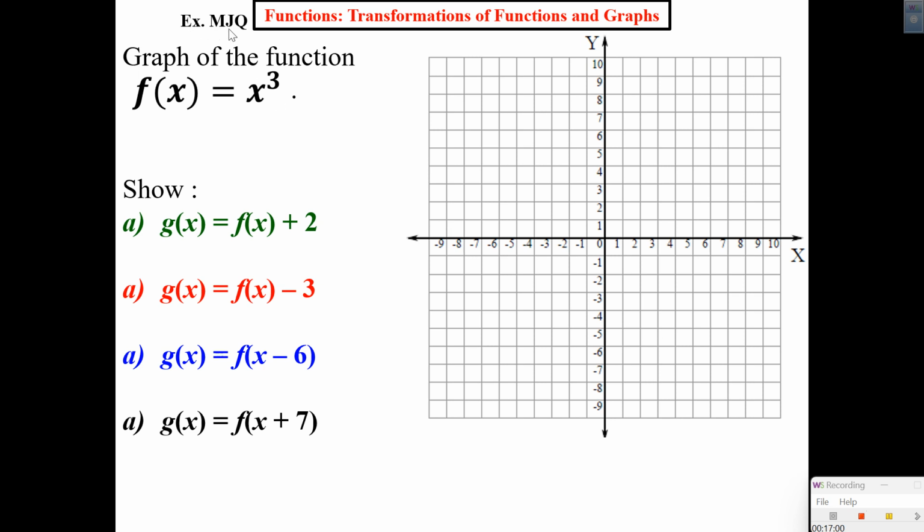All right, so once again, example MJQ. Let's go. Graph the function f of x equals x cubed. That goes at the top left of your graph paper, and on the left, leave a little bit of space, like here. Leave an empty space, and then copy these transformations. First one in green, red, blue, and black. We're going to do this one together.